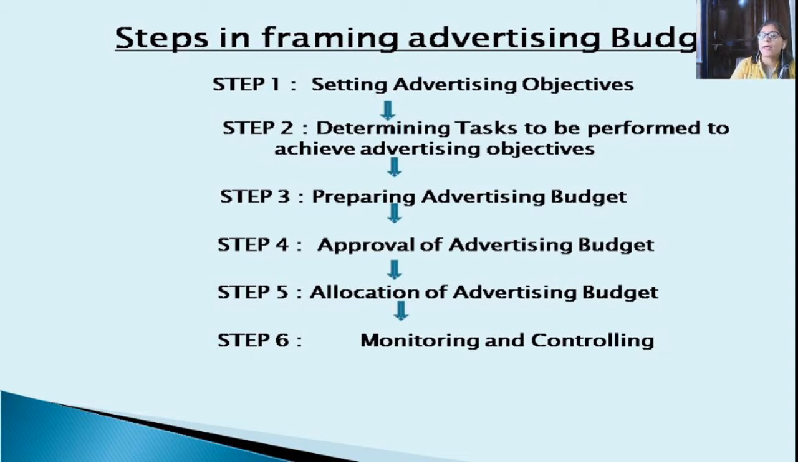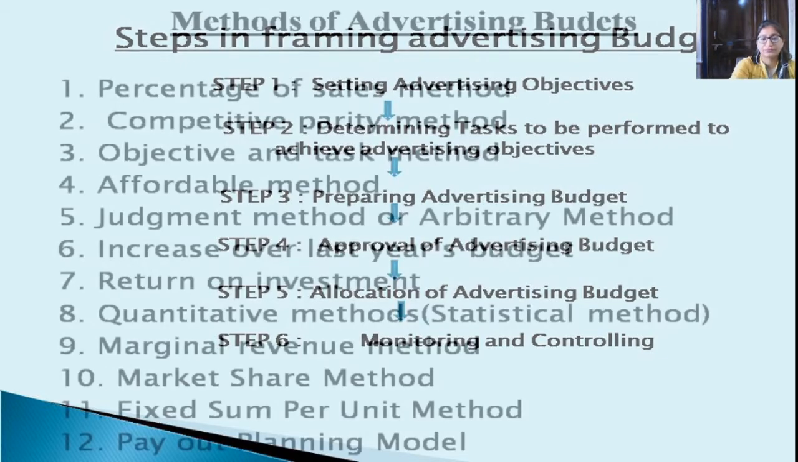Then we have to prepare the budget according to the tasks specified in the above step. Then we have to get the same approved by our top management. Then they will provide the appropriate amount to spend on advertising. Then we have to monitor and control the advertising according to the planned budget.